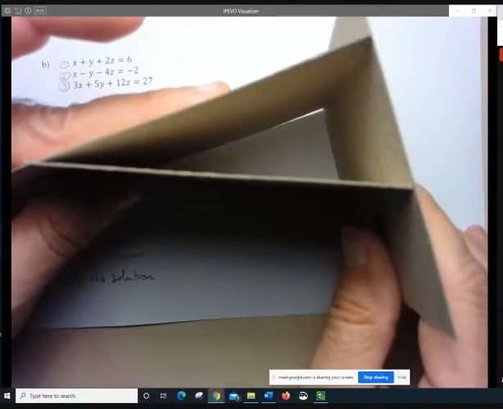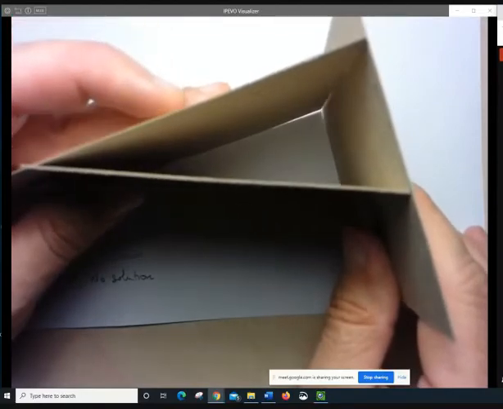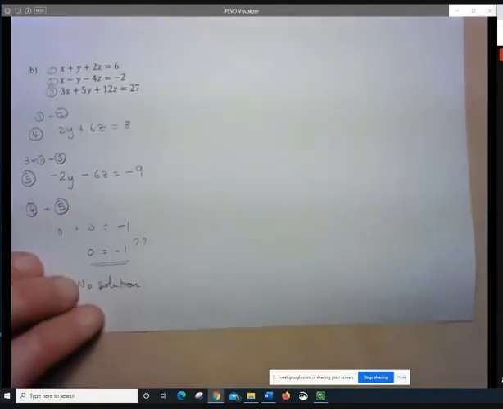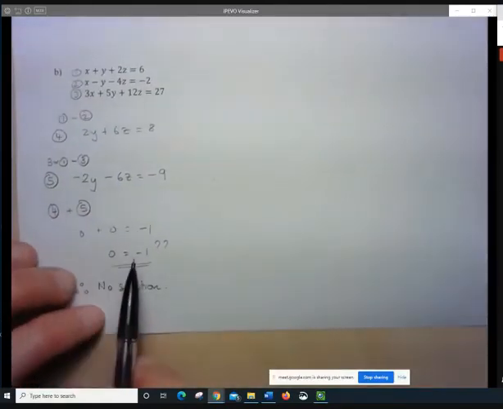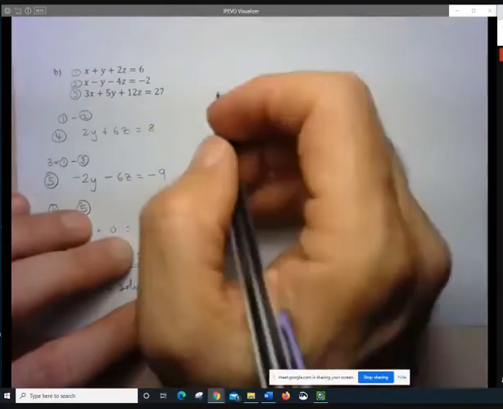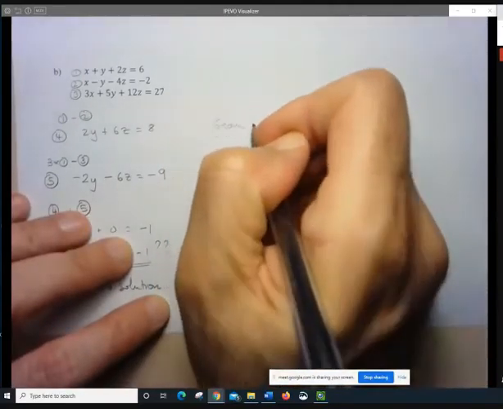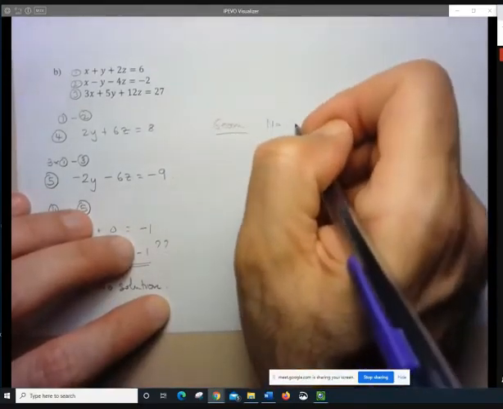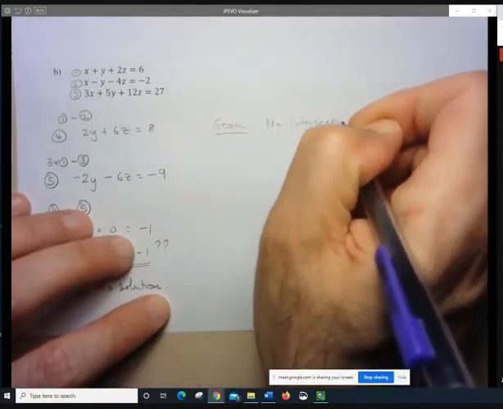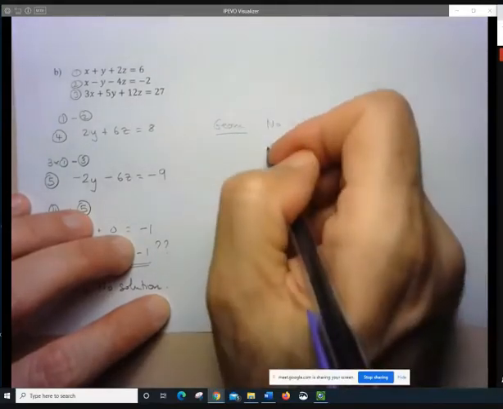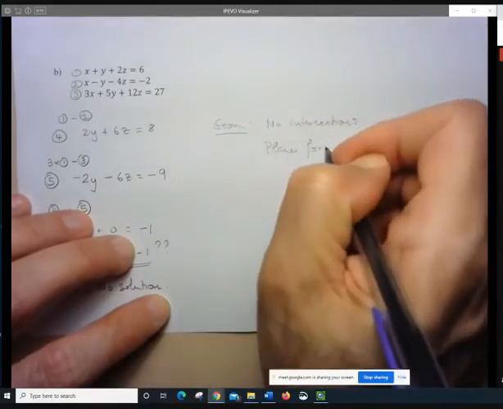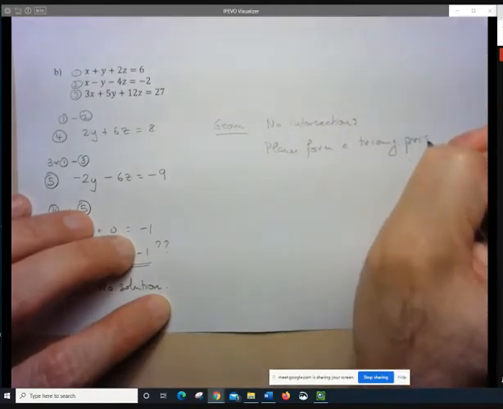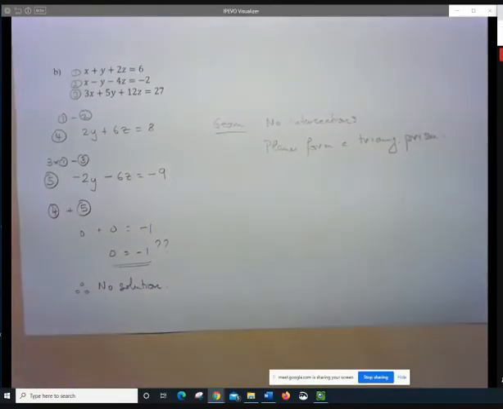Okay, so there's our geometric interpretation. Because we've already established that there's no parallel planes, and the only one that's left that does not have a solution is the triangular prism. So here we can say no intersection, planes form a triangular prism. Okay, and there's our geometric interpretation. All right.